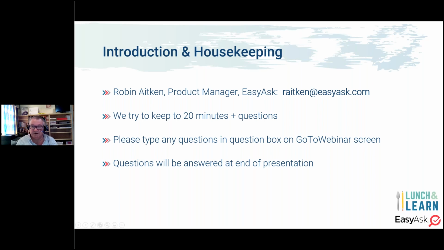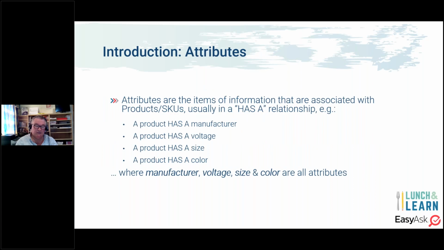So I'm just going to jump right on into attributes, and firstly, just to remind us all what we're talking about, make sure we're talking about the same thing here. So attributes are the items of information that are associated with your products in the catalog, usually in a kind of has-a relationship. So products have a manufacturer or has a voltage, has a size, has a color, and so on, where manufacturer, voltage, etc. are the attributes. So they are typically related in that kind of has-a relationship, and they're useful.